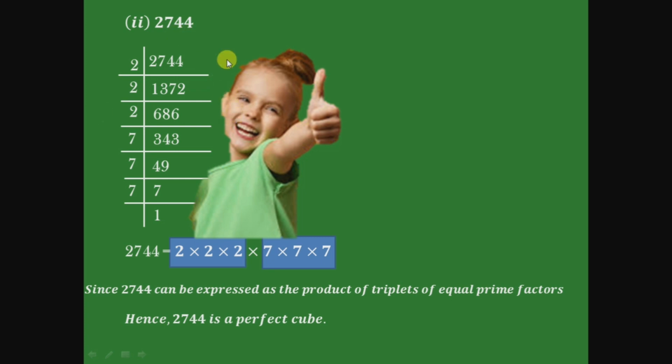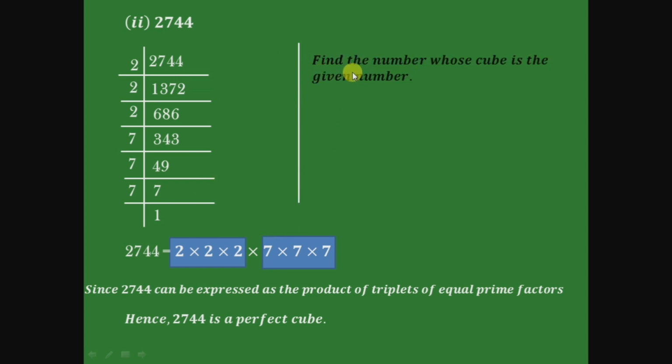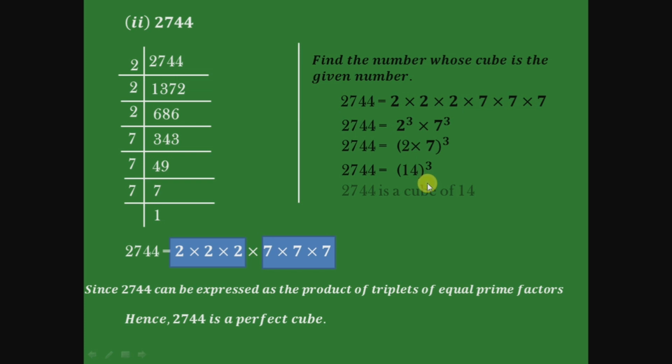If it is a perfect cube, the attached question will be: find a number whose cube is the given number. So I need to find a number whose cube is 2744. It's very easy. Already we got this: 2744 is equal to 2 into 2 into 2 into 7 into 7 into 7. So I can write this as 2 cube into 7 cube, which is equal to (2 into 7) whole cube. 2 sevens are 14, so 14 cube. That means 2744 is the cube of 14.